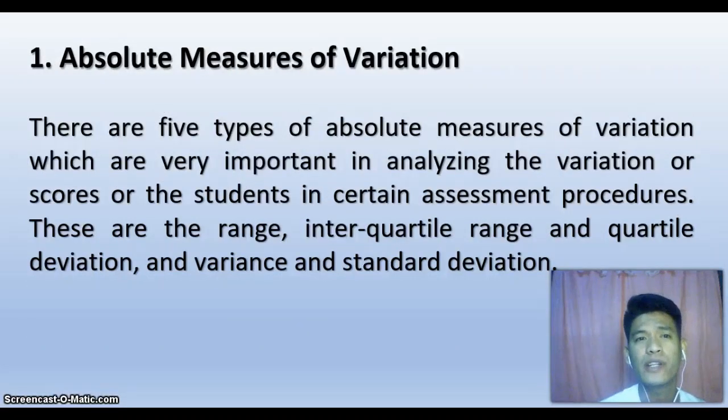So let's take a look first at the absolute measures of variation. There are five types of absolute measures of variation, which are very important in analyzing the variation of scores of the students in certain assessment procedures. These are the range, the interquartile range, quartile deviation, variance, and standard deviation.